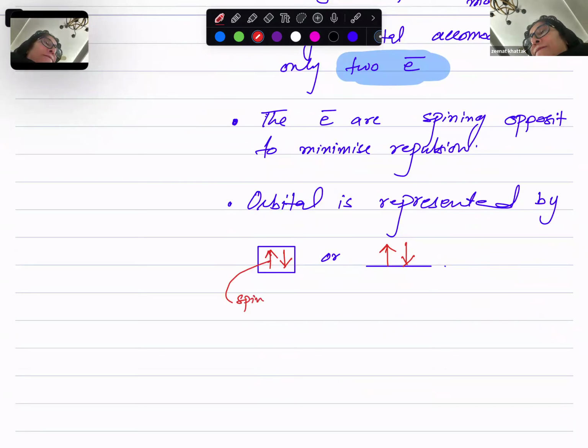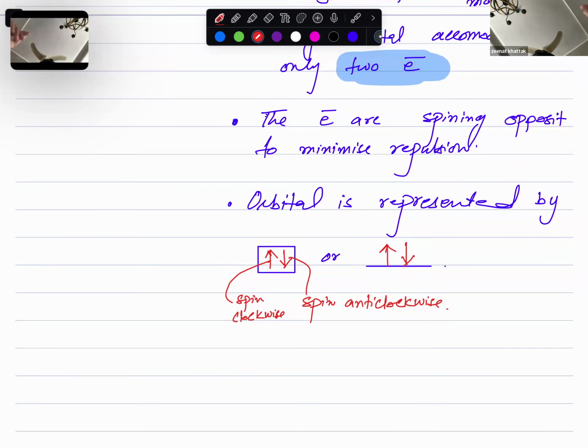Spin clockwise. Spin anti-clockwise. Spin clockwise and spin anti-clockwise.